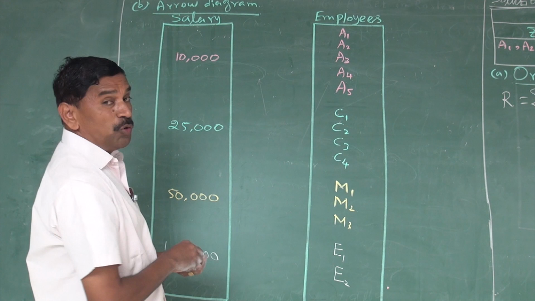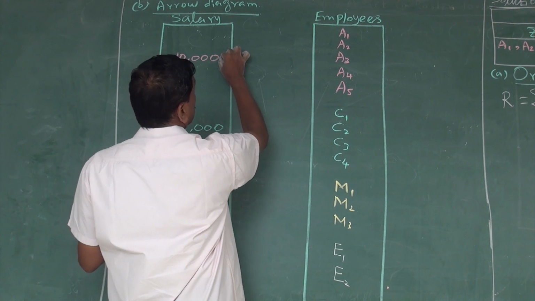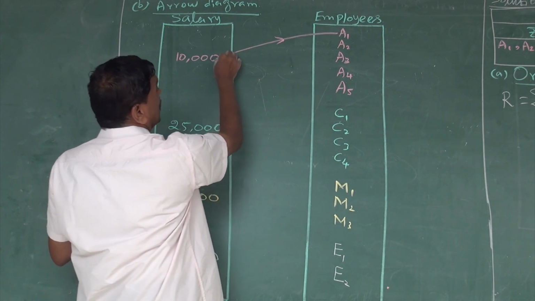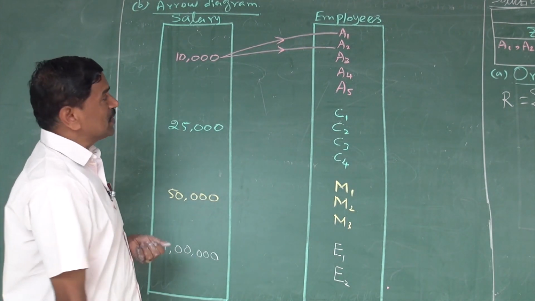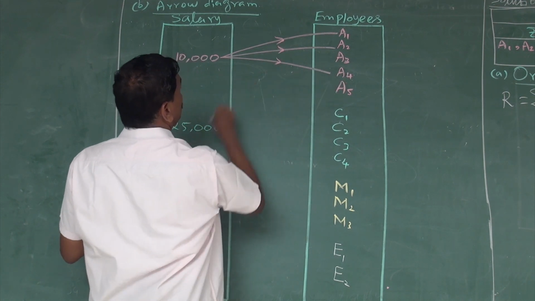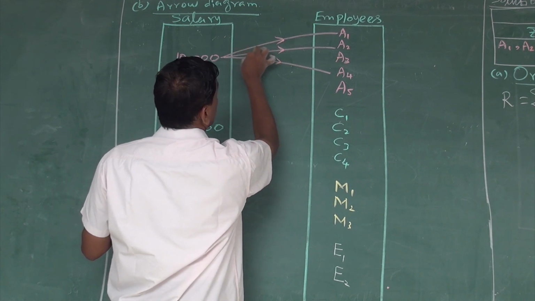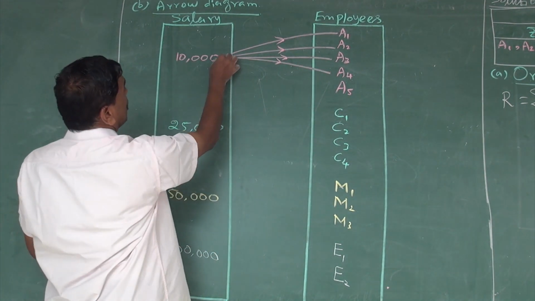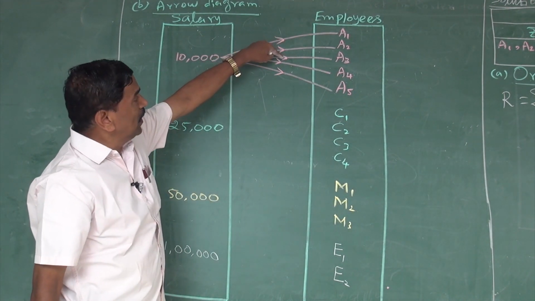Now, how to relate? Yes. Listen, first, rupees 10,000 is associated with assistant 1. Rupees 10,000 is related to assistant 2. Rupees 10,000 is related to assistant 4. Also assistant 3 is there, remember, we left it. Rupees 10,000 is related to assistant 3. Next, rupees 10,000 is related to assistant 5. Yes, count it: 1, 2, 3, 4, 5.